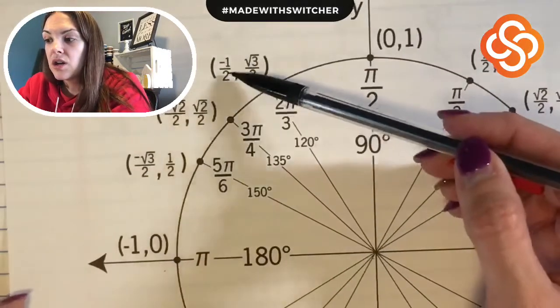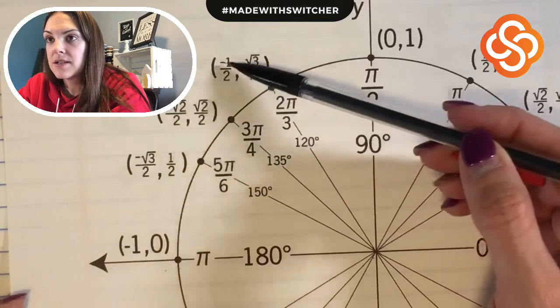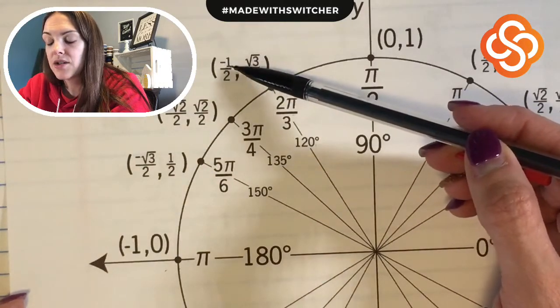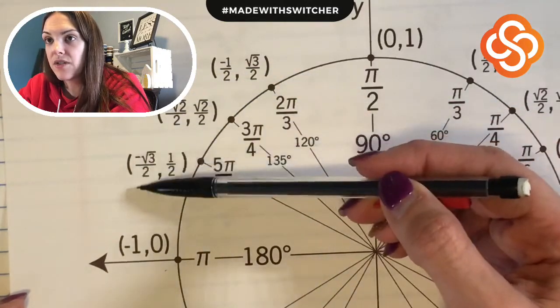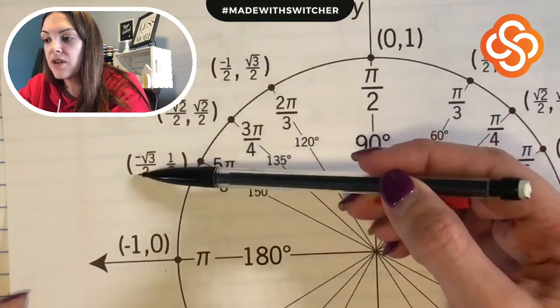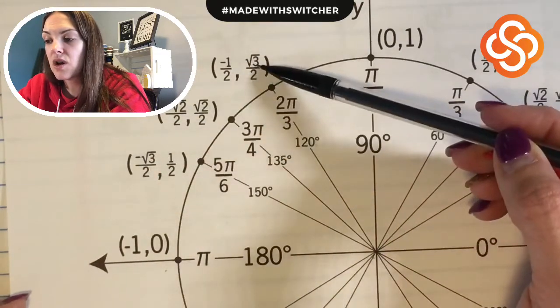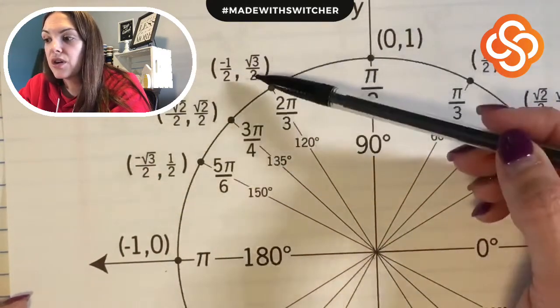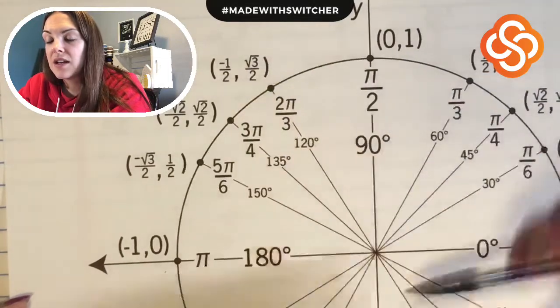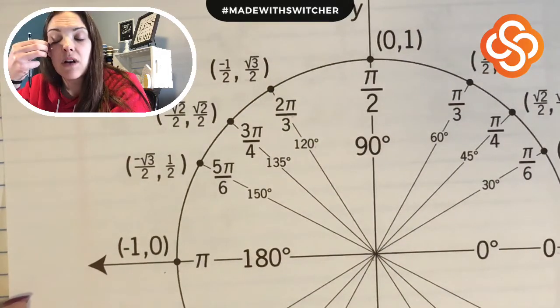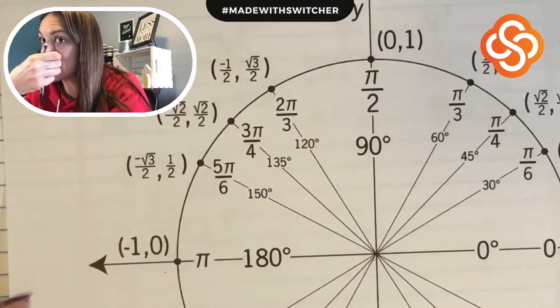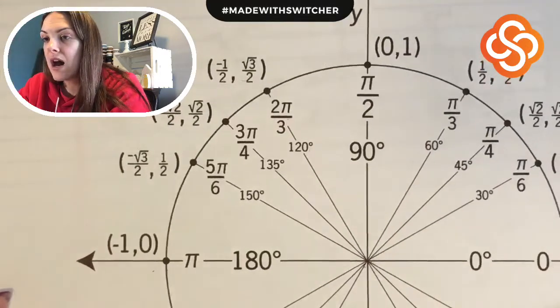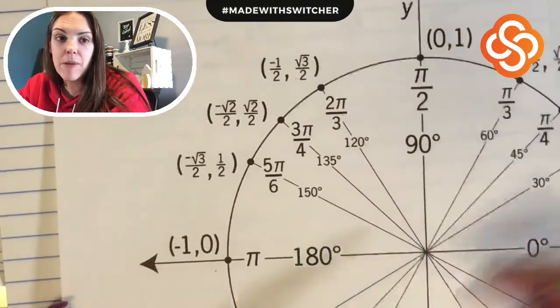Over here, your cosine is negative. You see all the x values are negative, and all your sine values are positive. Now you're going to learn that sine and cosine together help you get to tangent in the next lesson, number 5. So that'll be more clear about tangent.